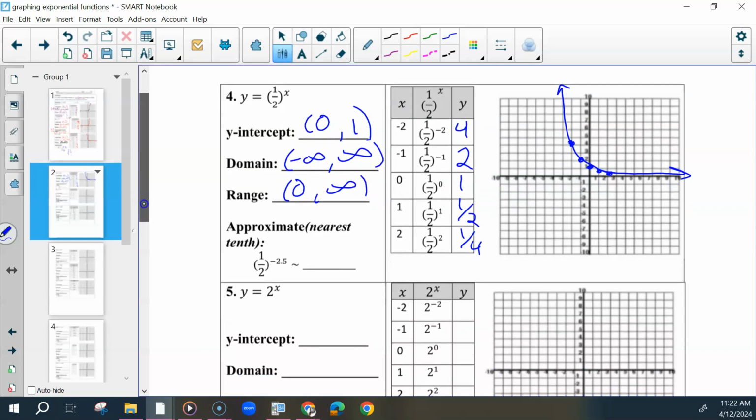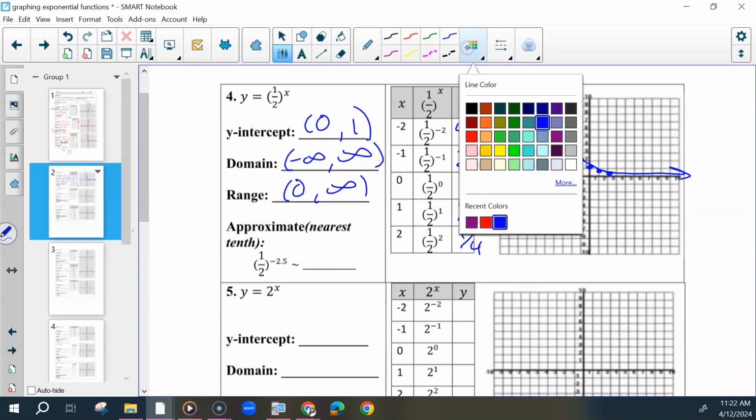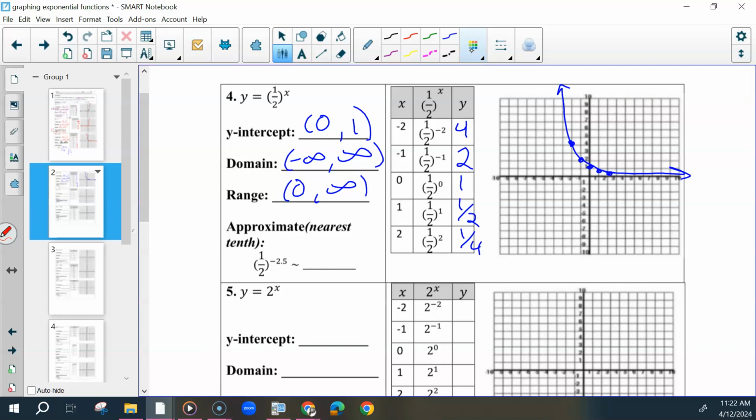Do you want to take a guess as to what 1/2 to the negative 2.5 would be? No. I'm going to say like 5.9. I'm going to agree with you. I just looked at the graph. I don't know if it's actual. I second 5 point. What is it actually? 5.7. Okay. We're so close. Alright, we're not going to do 5, but let's do 6.